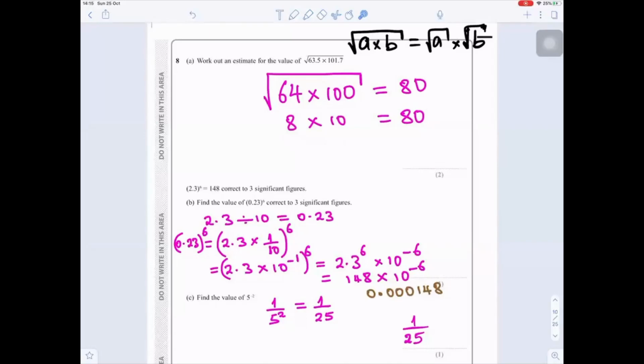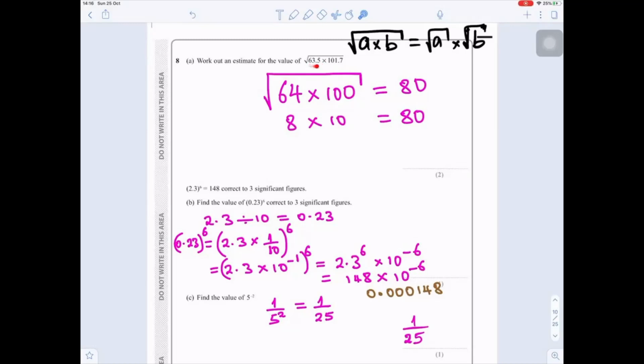Question number 8. Work out an estimate for the value of the square root of 63.5 times 101.7. It says estimate, so we use numbers that are easy to work out the square root of. And I would look for square numbers.